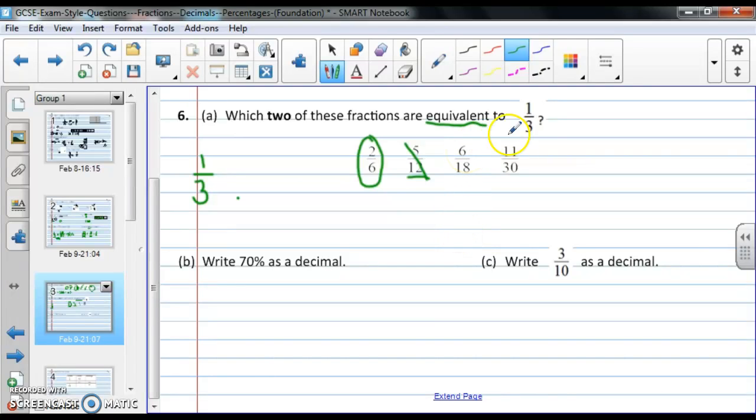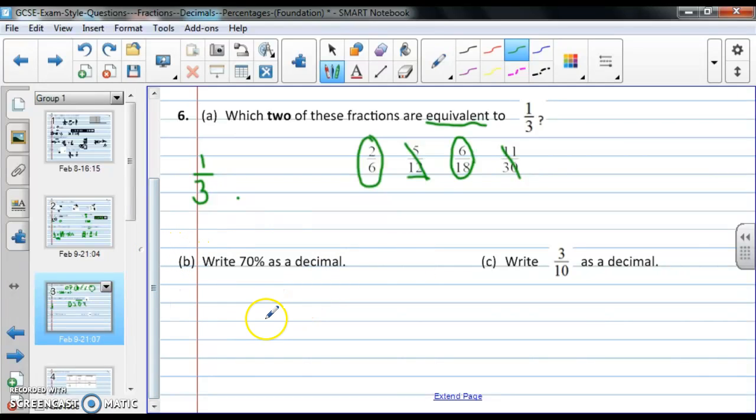Okay, let's look at this one. How do I go from 3 to 18 using multiplication? I need to multiply by 6. That means my top number is going to be 6. So that is equivalent or equal to. And for this one, to go from 3 to 30, we'll check this one anyway. I need to multiply by 10. 1 times 10 does not give me 11, so that's not correct. And we know that we need 2 fractions, so we're right there.